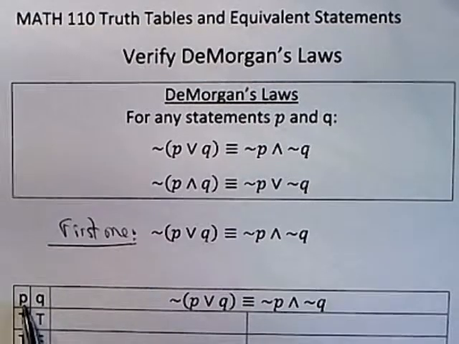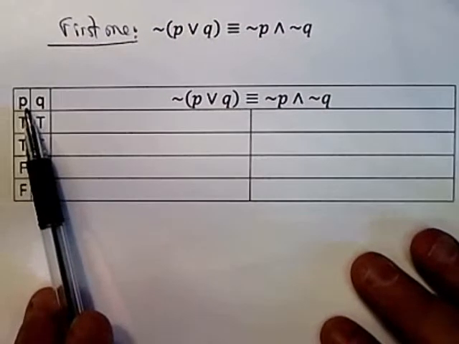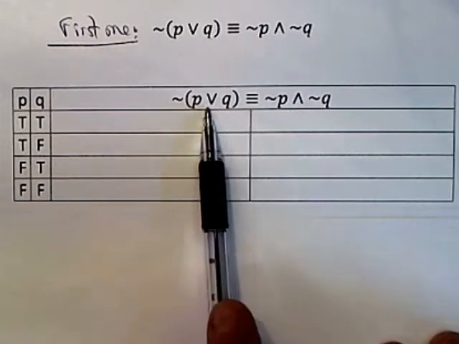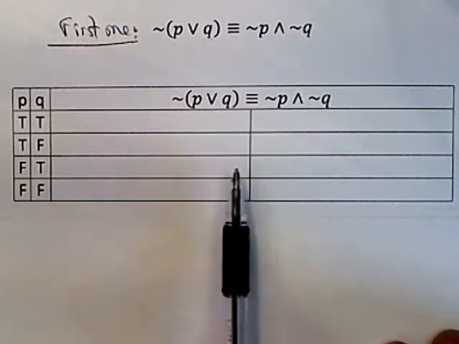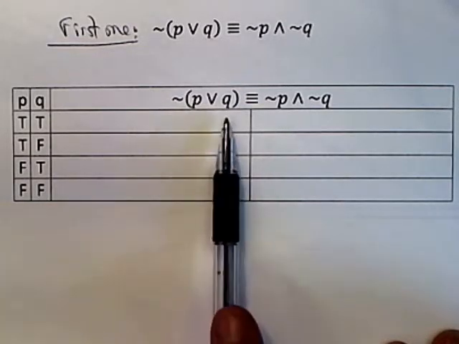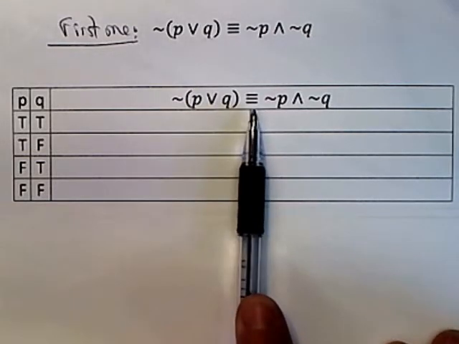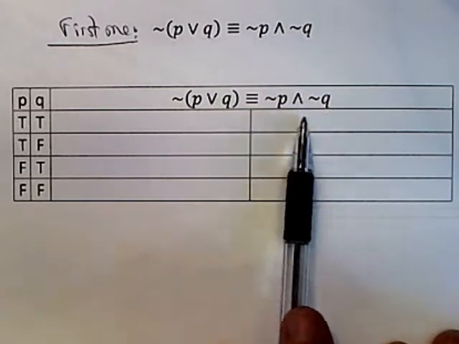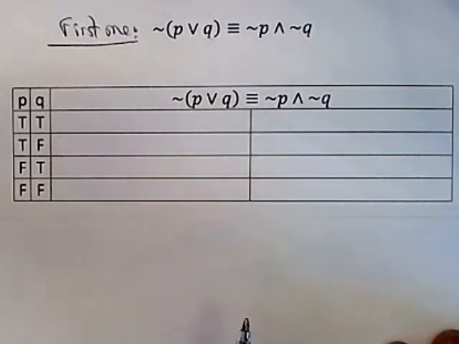So I'm going to take every possible value of P and Q, as I usually do: true, true, true, false, false, true, and false, false. And then normally I have a column for what I'm trying to get the truth value for. But I'm going to create a big column and split it. In this part here, I'm going to do the truth values for the expression on the left of the equivalent symbol, and on this part over here I'm going to do the truth values for the expression on the right. And if these two sets of column values come out identical, then I have shown that those two expressions are equivalent. So that's the game I'm playing here.